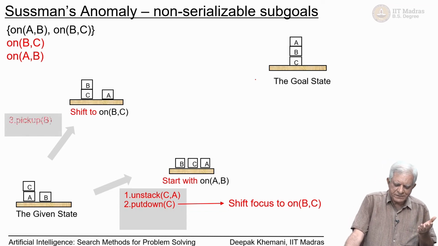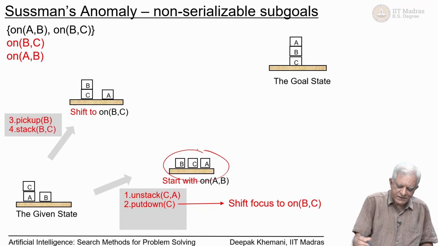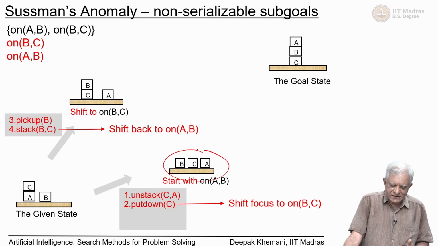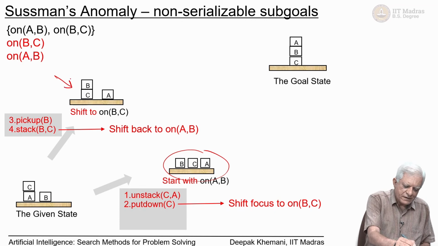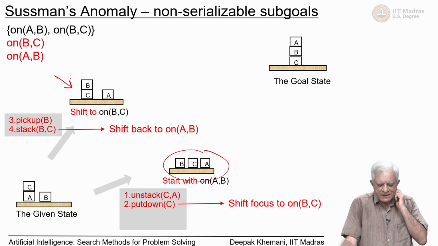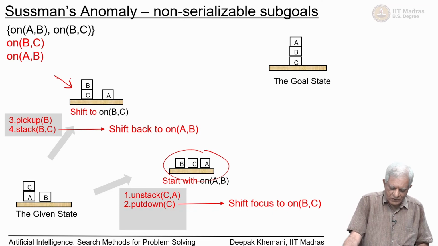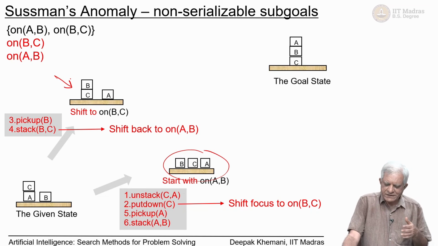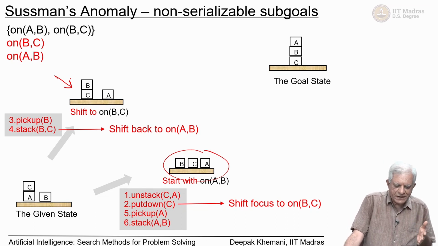So, this is the state that you are in, and that is where you are shifting focus. To achieve on BC, it is simple, pick up B and stack it onto C essentially. So, that will take you to the state which is shown on the top here, that you have stacked B onto C. And now you can come back to your original goal of achieving on AB. So, you pick up A and stack it onto B and you will have achieved the goal. So, you can see that this is the same 6-step optimal plan that we saw a while ago, but it requires the planner to be more flexible.